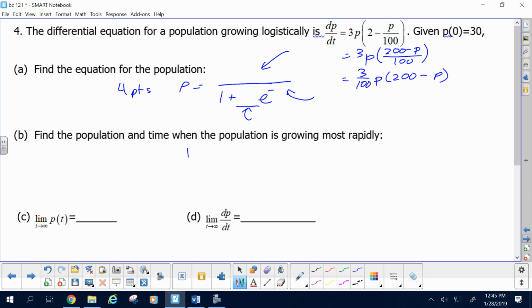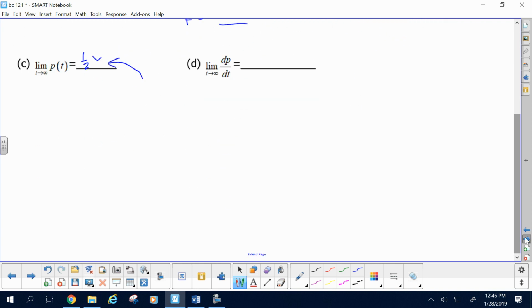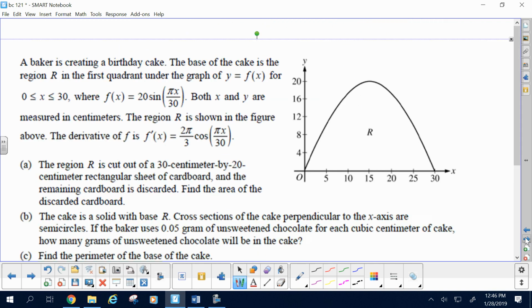Population is growing most rapidly when the population is half the carrying capacity. That was part one. And then finding the time was part two. One of the most missed questions on the test was, I felt I cut you a little slack here. When I say what's the limit, I mean for this problem specifically, what's the number? Not, oh, it's 1/2 of L. Give me the number, all right? Not 1/2 of L. I just forgot about that.